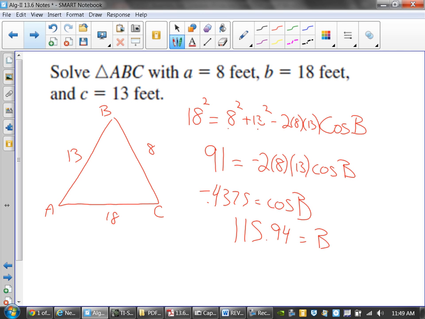So now that you know angle B is 115.94, how are you going to solve for angle C or angle A? What are you going to use? Use law of sines. It's usually a little bit quicker. Once you get one of the angles from law of cosines, switch to the sine. And again, I go in descending order, right for the next largest angle.